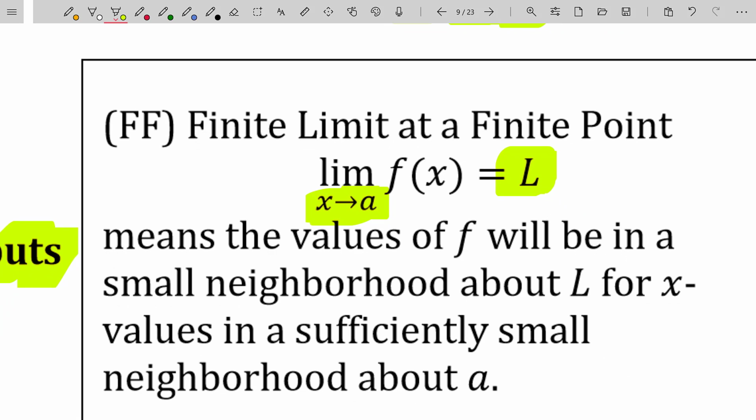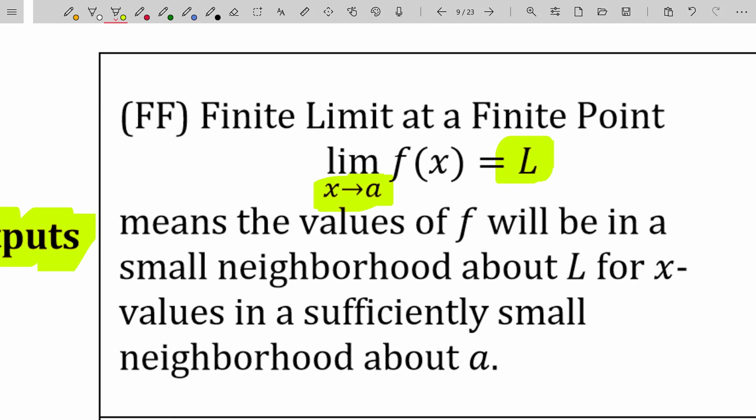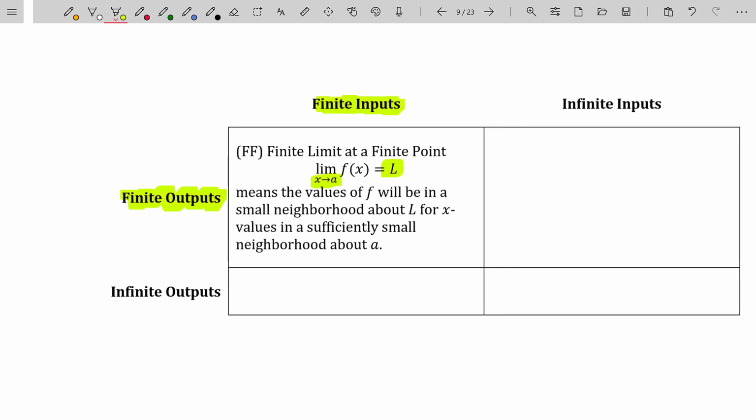And remember, that just means that the values of our function can be made arbitrarily close to L by taking x sufficiently close to A. Or, in other words, that notation means the values of f will be in a small neighborhood about L for x values in a sufficiently small neighborhood about A. All right, in the next video, we'll go ahead and increase our level of understanding of limits by talking about single-sided limits.